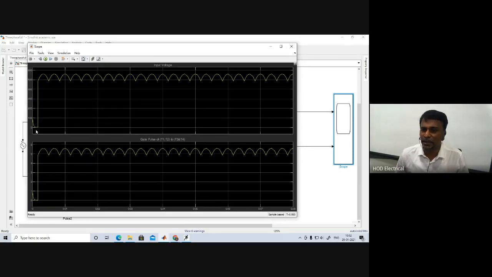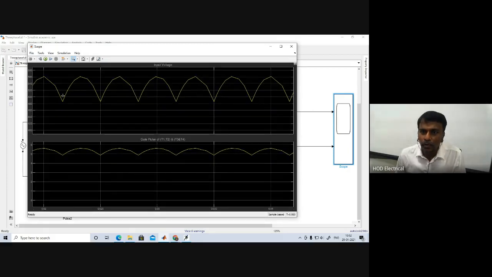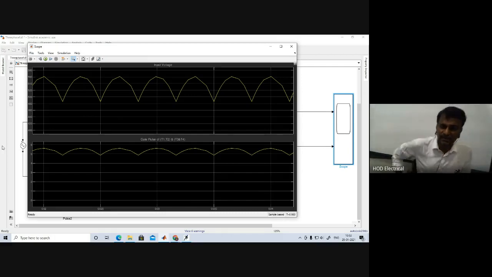Then if you run the simulation, initially you have a zero, that is a simulation error. This zero will start from here. For example, if you take the simulation from 0.2 to 0.4, that is one cycle. You can see here 0.2, one half, then 1, 2, 3, 4, 5, then the remaining half. So 6 pulses are there. That is why it is a 6-pulse converter. Output will have 6 pulses.